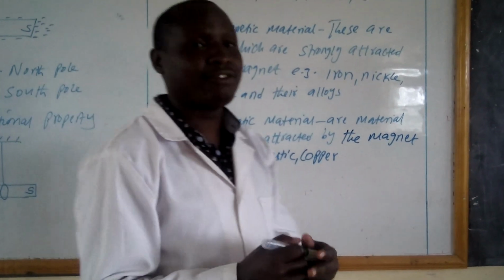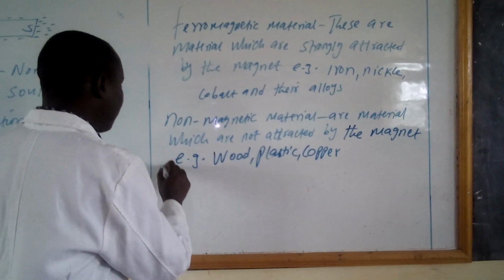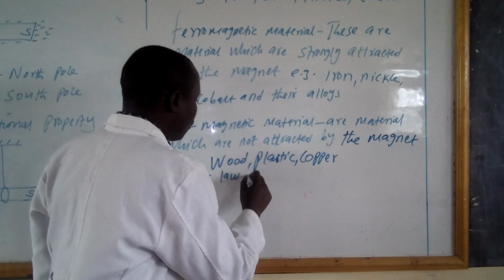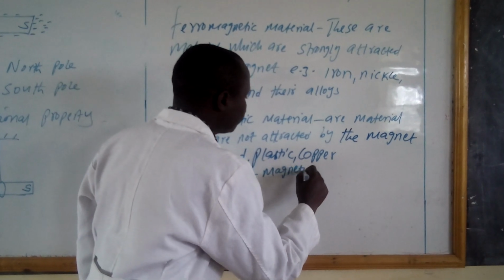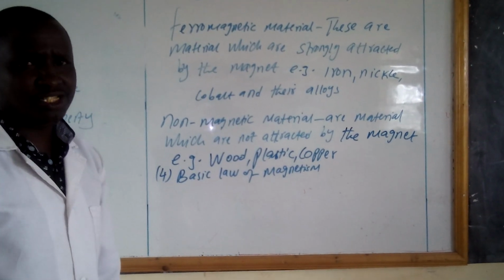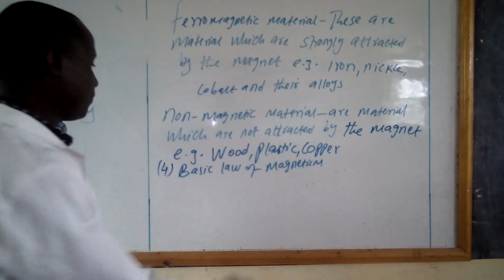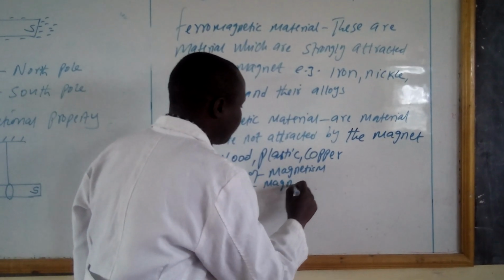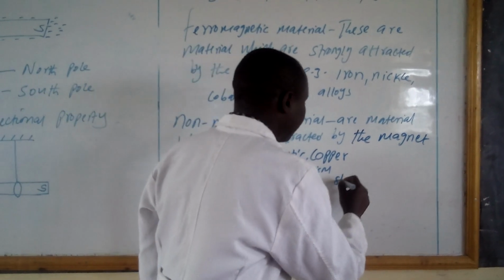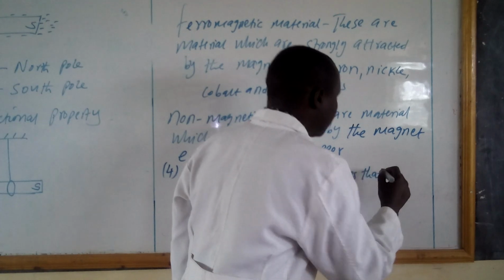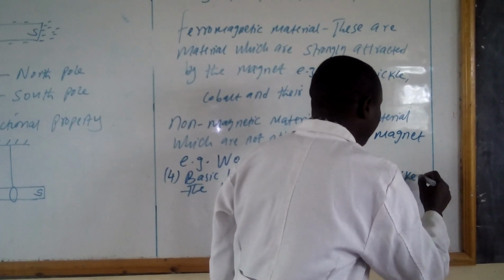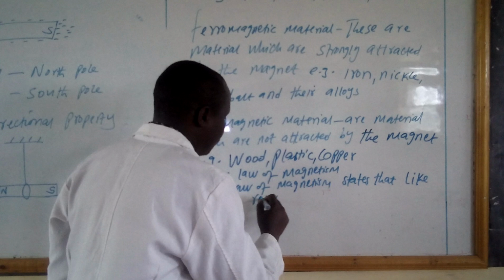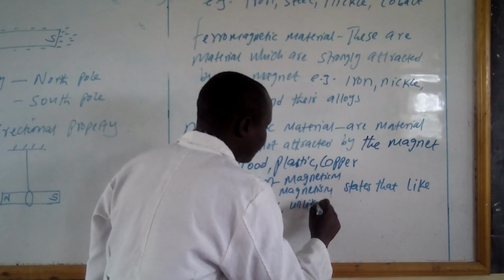Okay, number four now of property. I said initially we have four properties of a magnet. Property number four is the basic law of magnetism. What is the basic law of magnetism? The basic law of magnetism states that like poles repel and unlike poles attract.